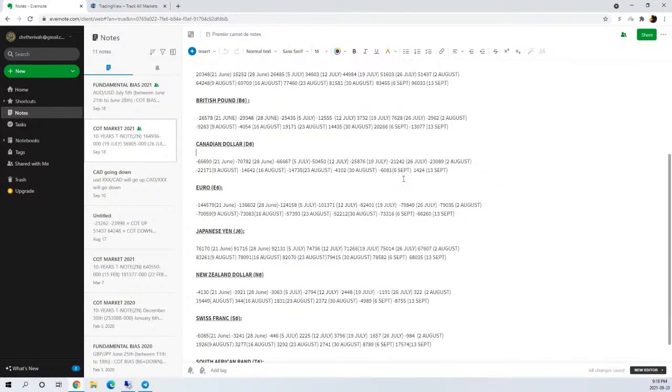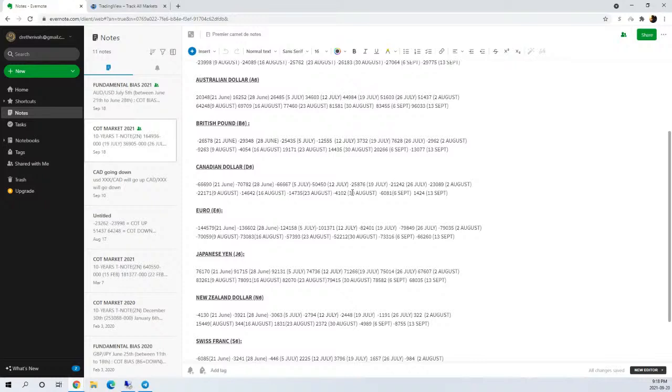Same thing for the Canadian dollar, minus 6,081. And then it went to positive 1,424. Okay, so that's a difference of 7,000. So that's a big mover too.